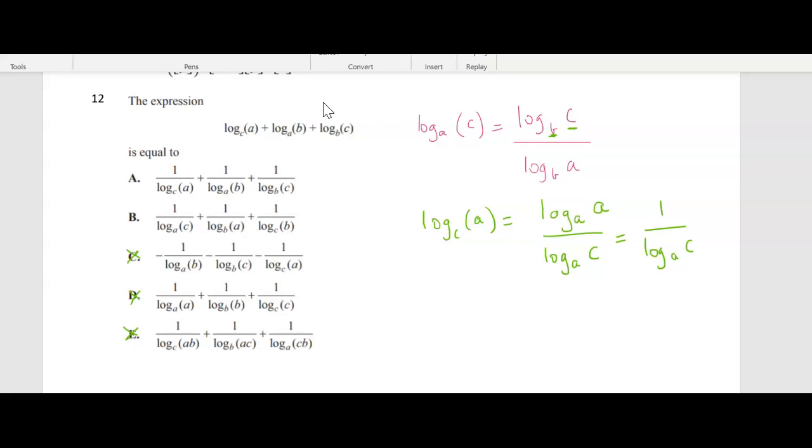So I want, first of all, to have 1. Okay, so it looks like the only possible answer is B because it's the only one that has this expression in it. Okay, so the previous one doesn't. But let's just do another one so we can practice the change of base rule.